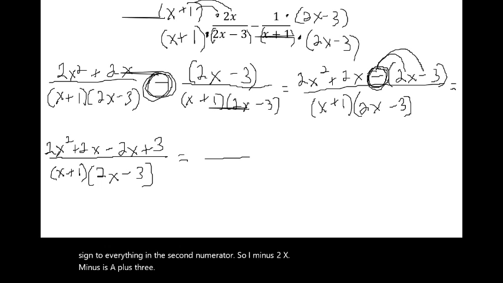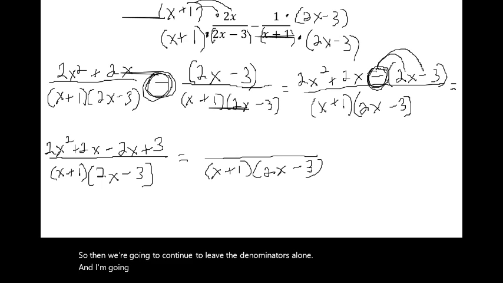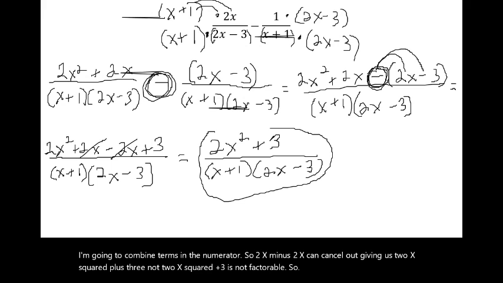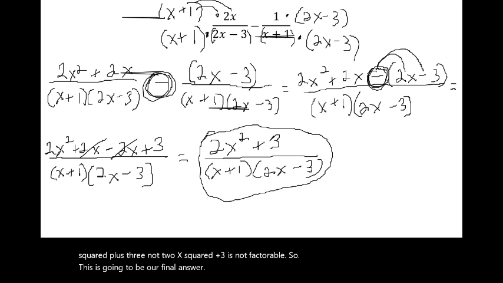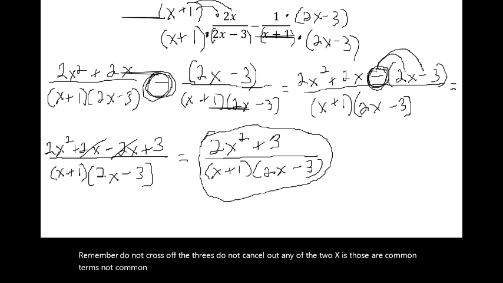So then we're going to continue to leave the denominator alone. And I'm going to combine like terms in the numerator. So 2x minus 2x can cancel out, giving us 2x squared plus 3. Now 2x squared plus 3 is not factorable. So this is going to be our final answer. Remember, do not cross off the 3's, do not cancel out any of the 2x's. Those are common terms, not common factors. So because the numerator does not factor, that is going to be our final answer.